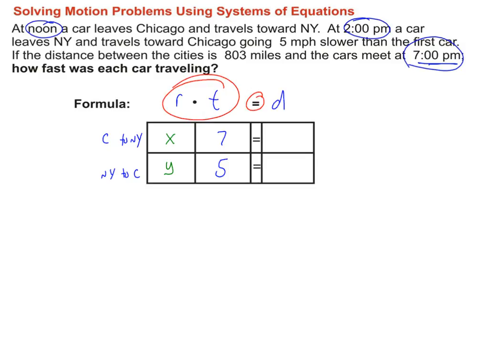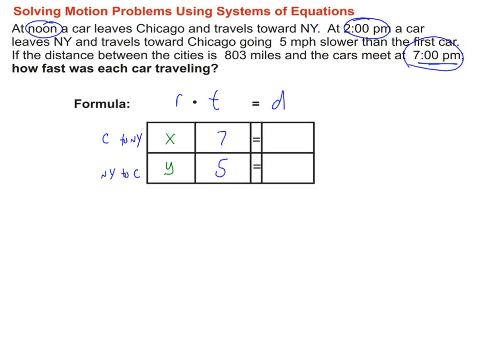Rate times time equals the distance, right? That's the formula. Rate times time equals the distance. Now, when you look at the problem, the only thing that talks about distance is it says the distance between the cities is 803 miles. Now, that's not the distance the first car traveled, and that's not the distance the second car traveled. All right, that's a total distance. So that's not what's going to go in the blank. You can't put 803 in for each. They each didn't travel 803 miles.